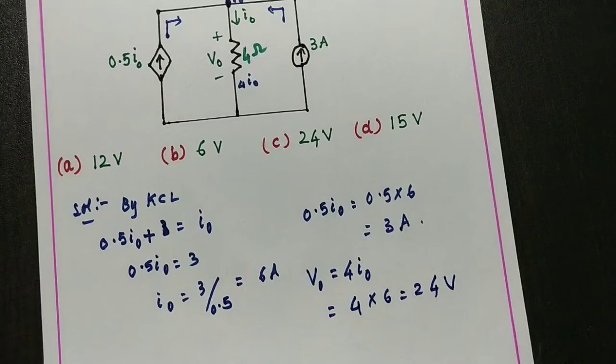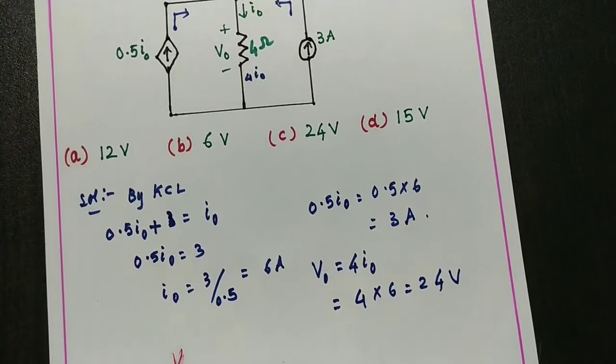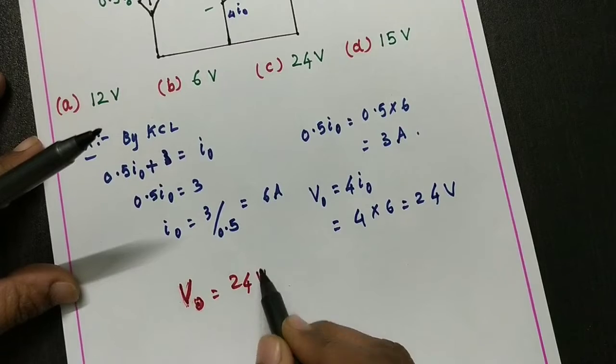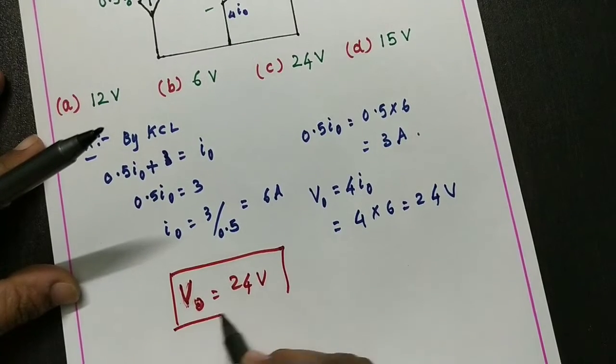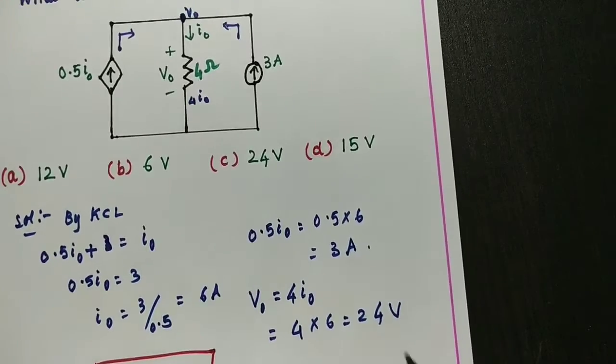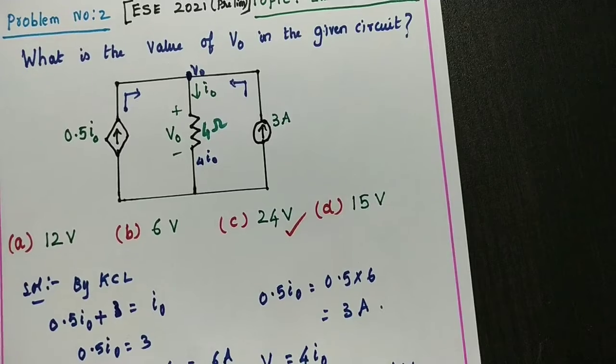So I found V0, the nodal voltage, as 24 volt by using Kirchhoff's current law. So option C is the correct one. Thank you.